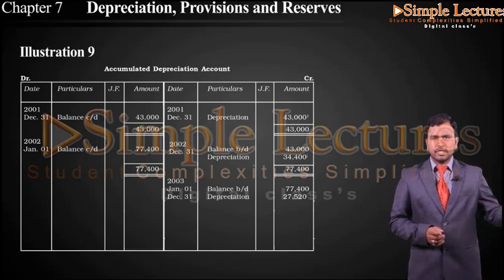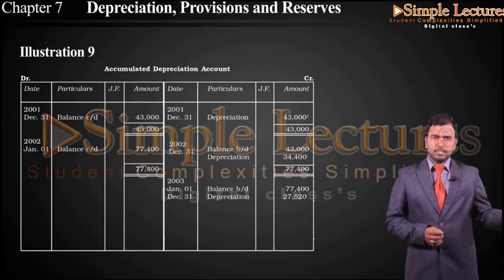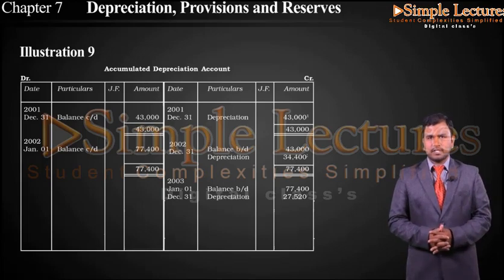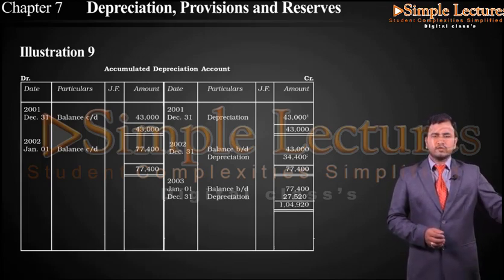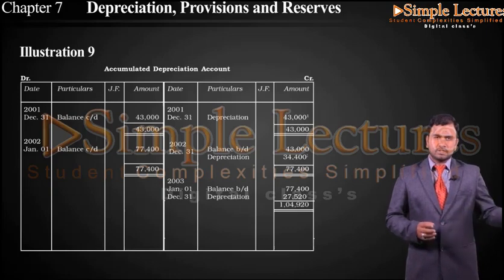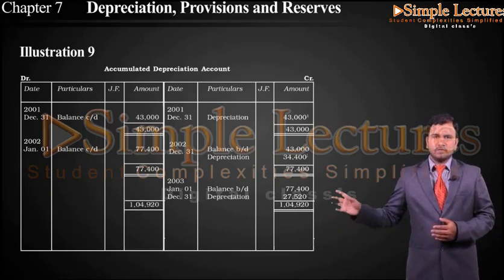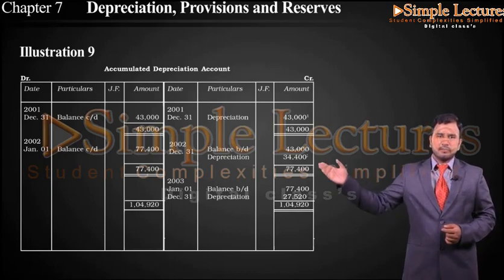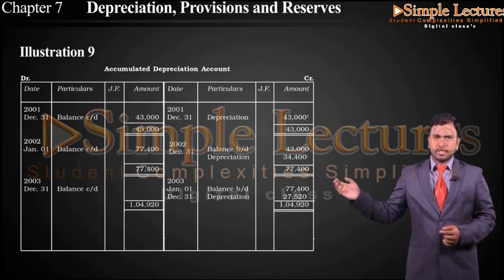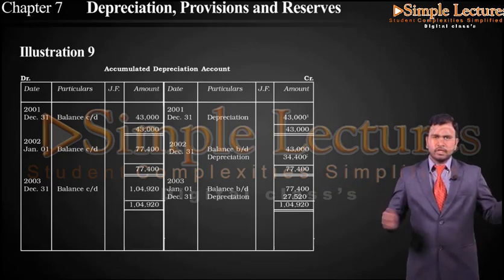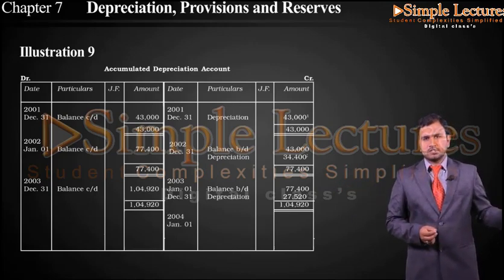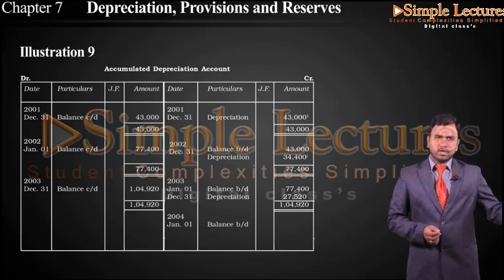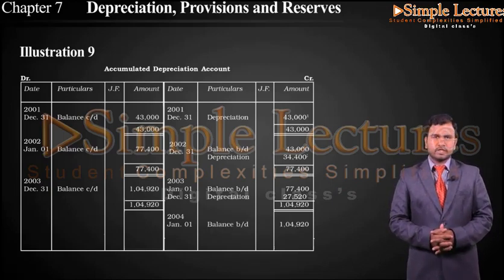Total of the credit side: 77,400 plus 27,520, and the total will be 1,04,920. Same total will be considered in the debit side, 1,04,920. Then again the same value above the total, balance carried down on the same date 31st December 2003, balance carried down 1,04,920. Again for the fourth year, in the credit side 31st December 2004, balance brought down 1,04,920.